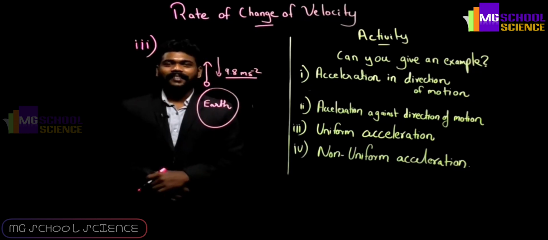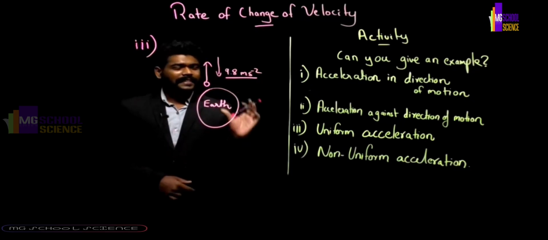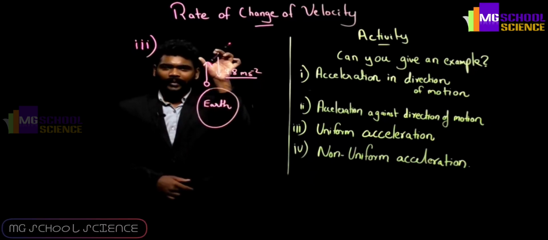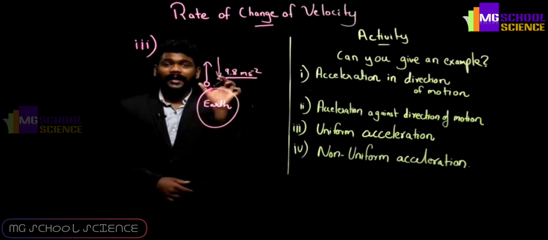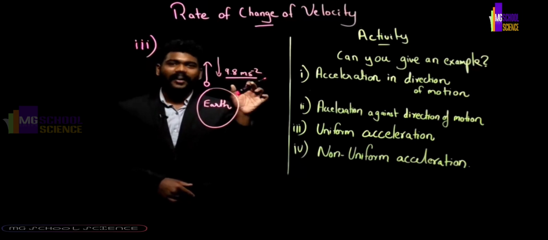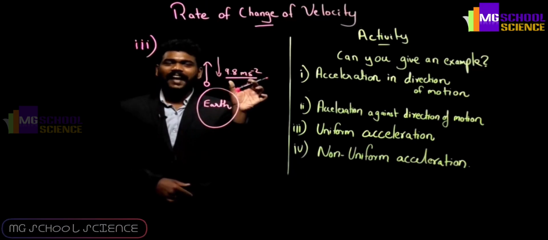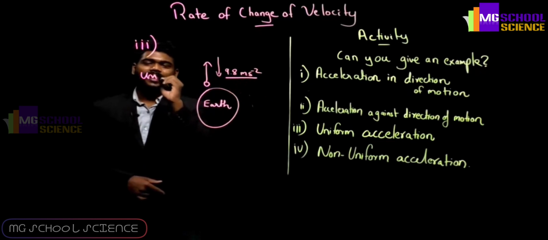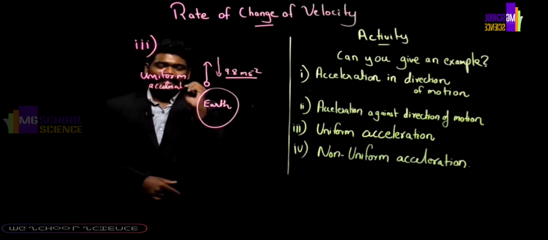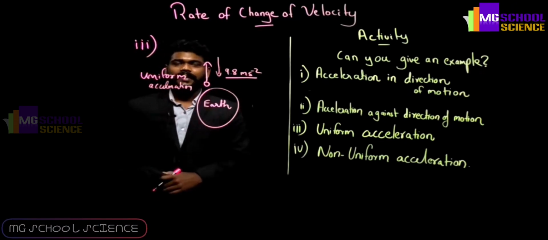For the third example, that is uniform acceleration, we'll take the same example where the ball is thrown up. What happens after going up? It comes down. And it comes down with a constant acceleration because of the acceleration due to gravity. Now, this constant acceleration can be defined as uniform acceleration. And this is an example. That is, a ball under free fall is an example for uniform acceleration.